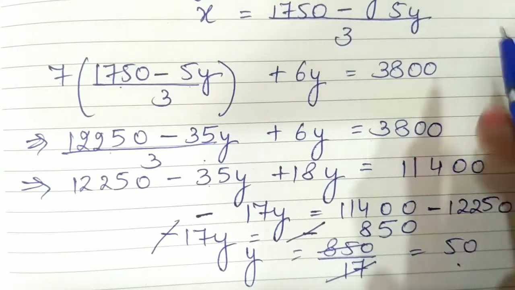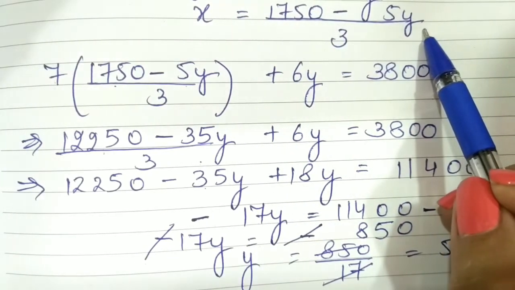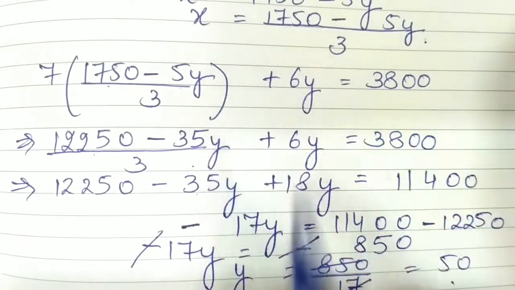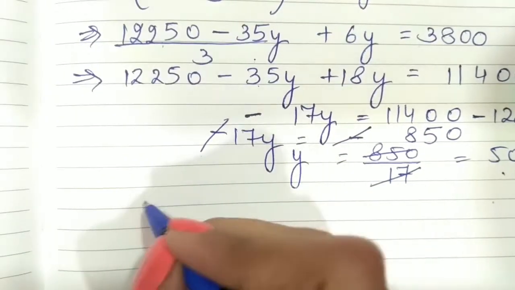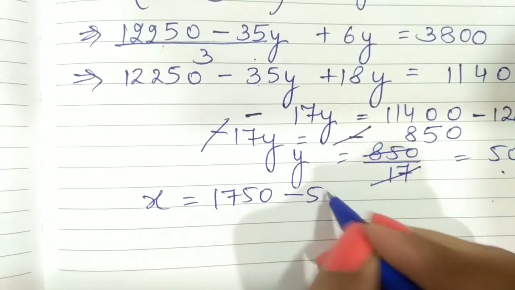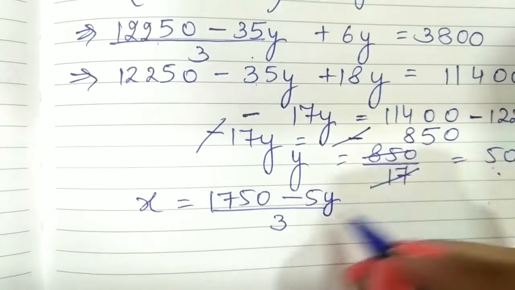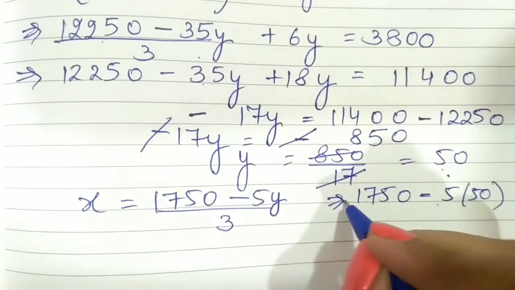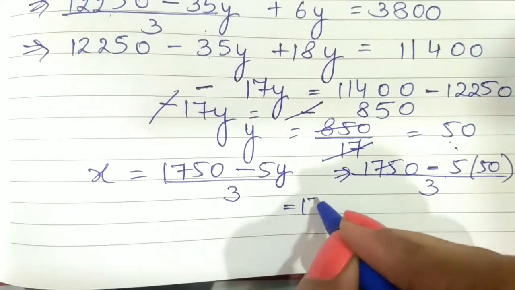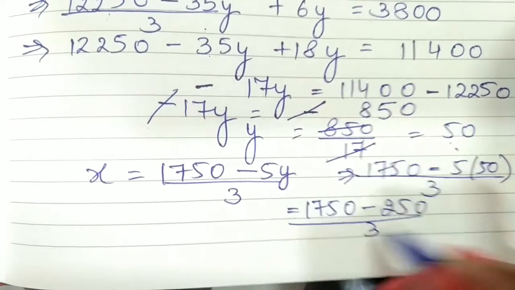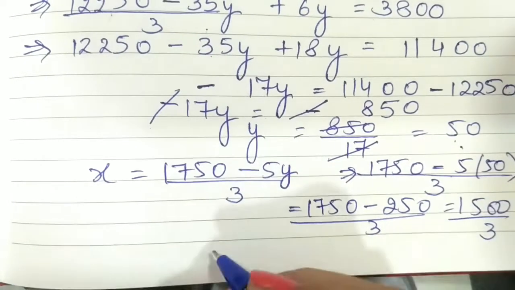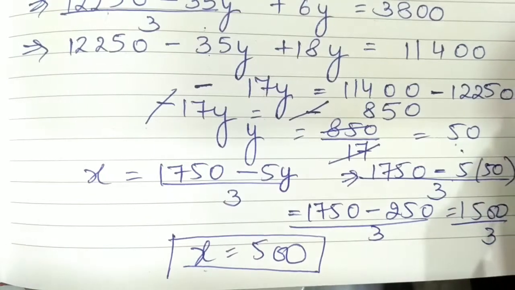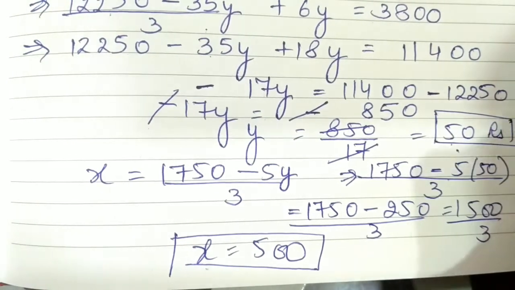Now substitute this value of y in this. What we assumed was x equals (1750 minus 5y) upon 3. Putting the value of y equals 50 in this, we will get the value of x. 1750 minus 5 multiplied by 50, upon 3. It will be 1750 minus 250 upon 3, that is 1500 upon 3. So x equals 500. Cost of 1 bat is 500 rupees and the cost of 1 ball is 50 rupees.